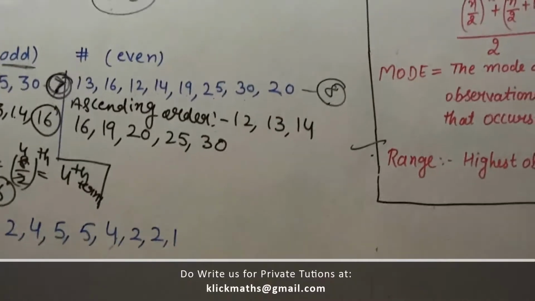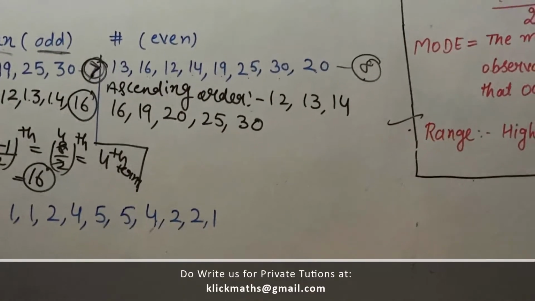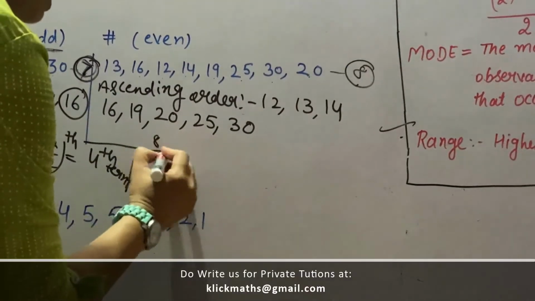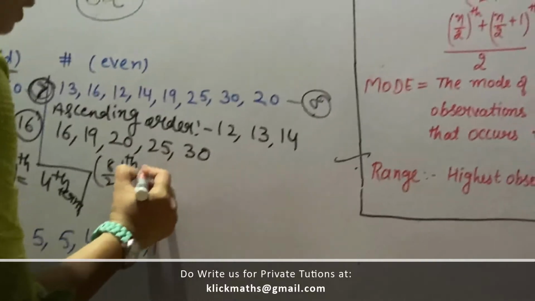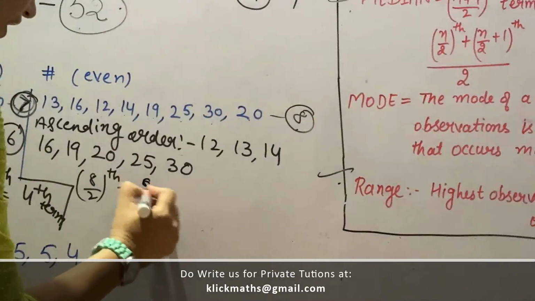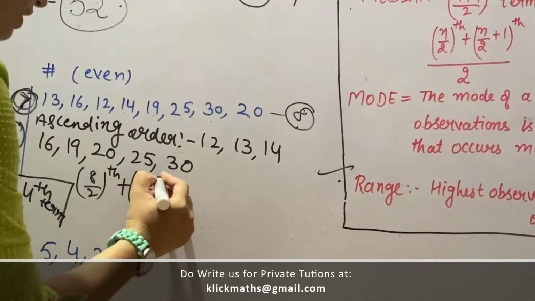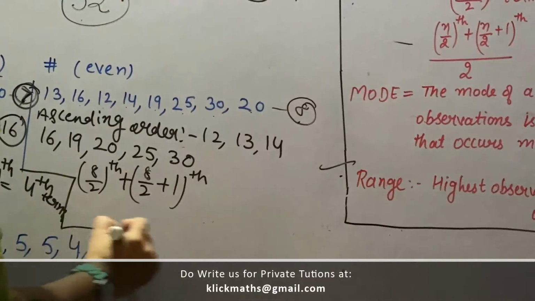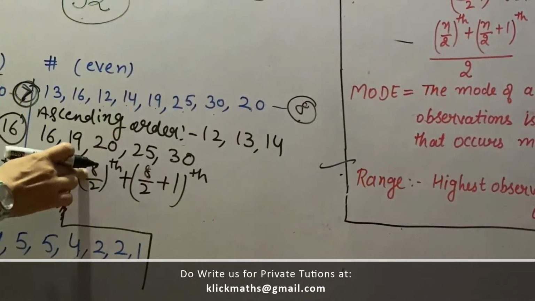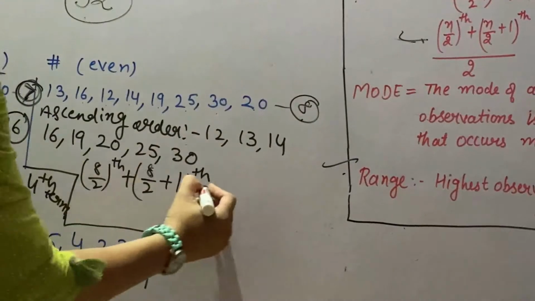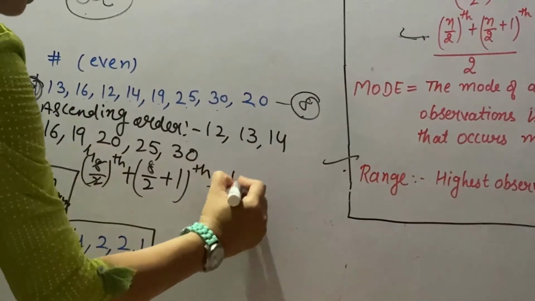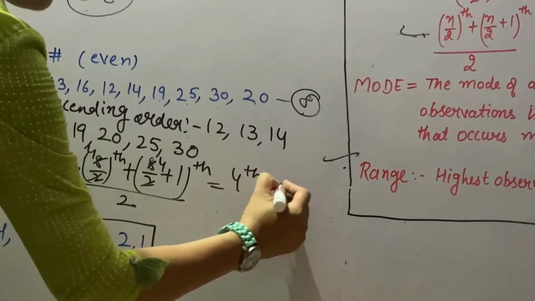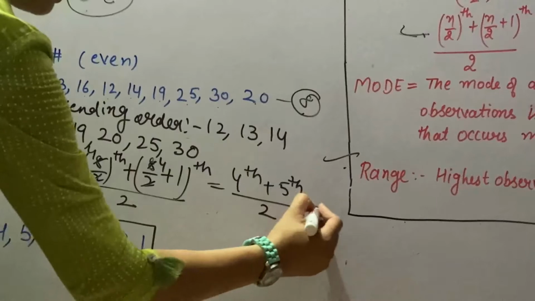Now what is the formula when n is an even number? That means the (n by 2) th term, here n is 8, so the (8 by 2) th term, plus the (n by 2 plus 1) th term. Here this is the formula. Put n equal to 8 in this formula. This is equal to the 4th term and the 4 plus 1, 5th term, divided by 2.